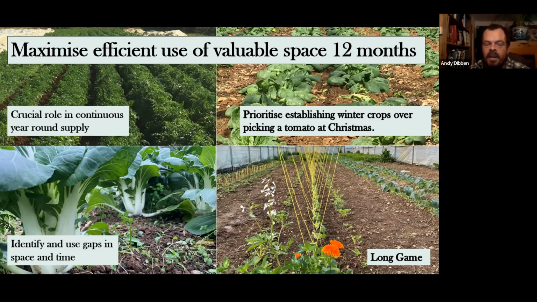There's no way that I'm picking enough tomatoes for 200 boxes in November. So I'm better off ripping the tomatoes out in mid-October and getting straight in there and establishing good crops of greens before the day length gets too short.